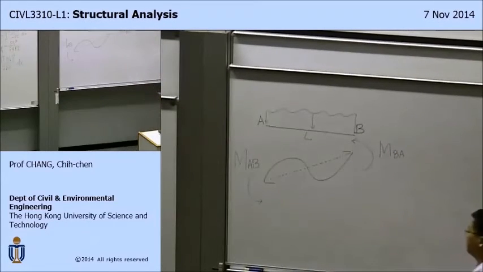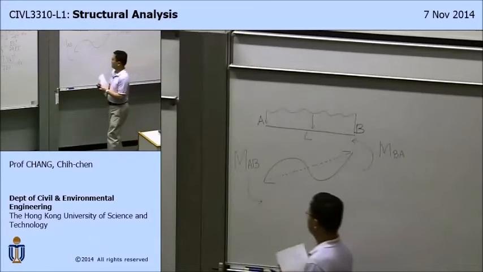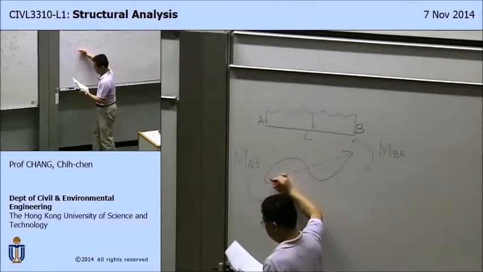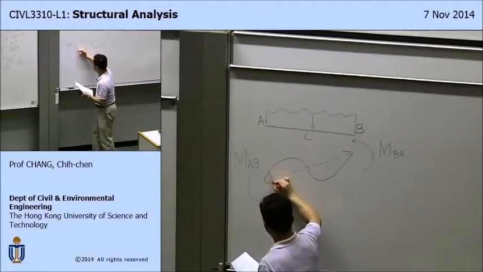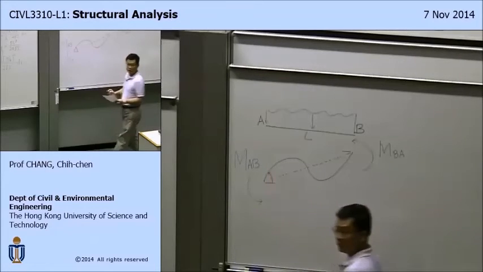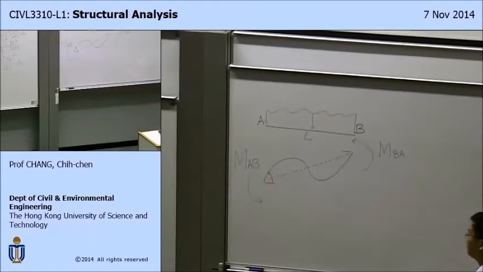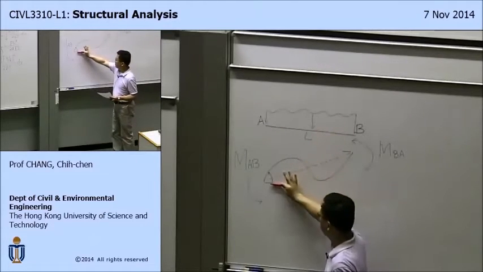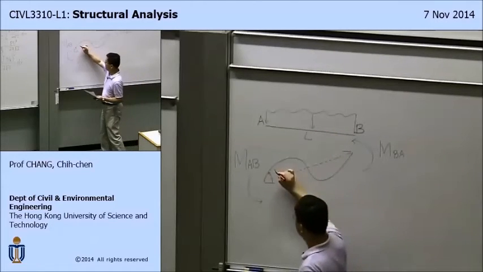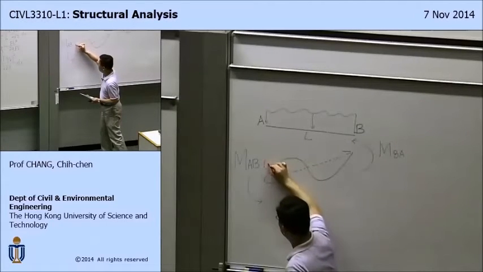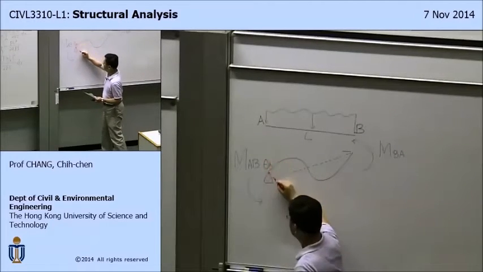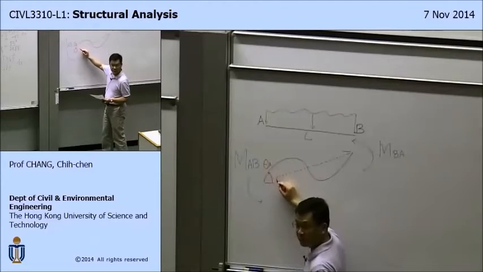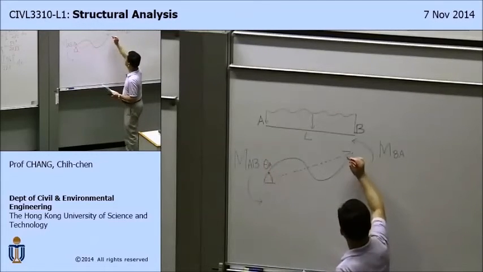Right, so MAB, MBA are the end moments. Rotation angle is defined from the original configurations. This is the original configuration. So the original configuration defines rotation angle theta A. This is positive, counterclockwise.